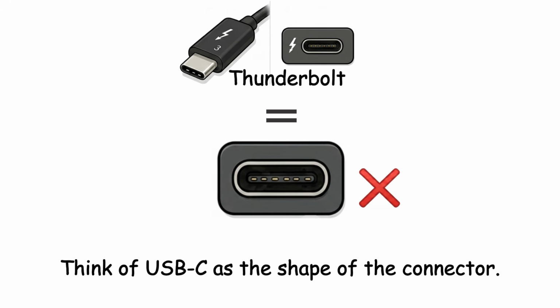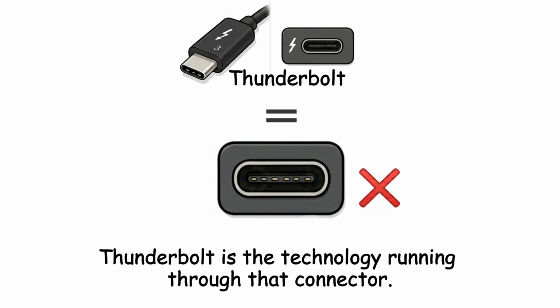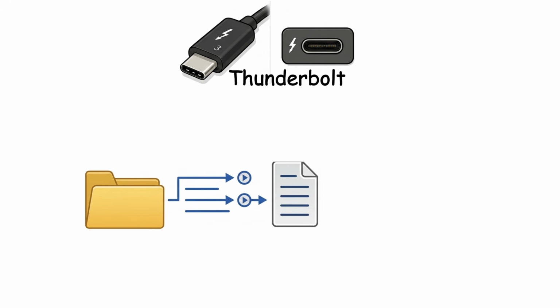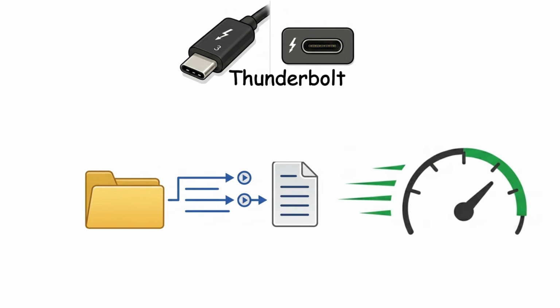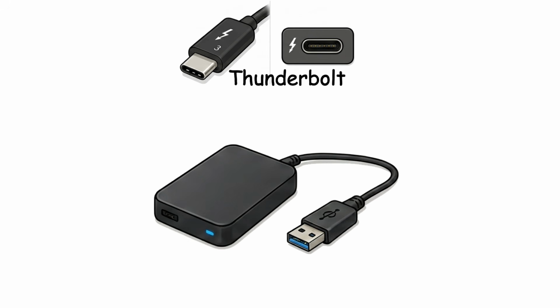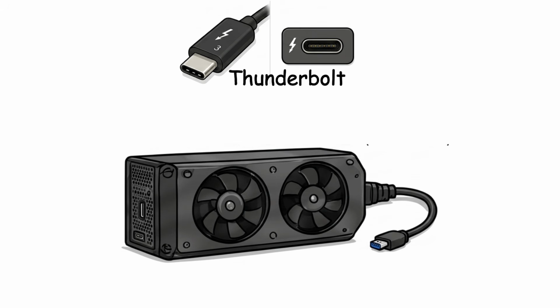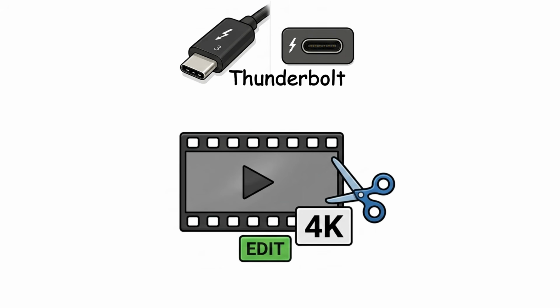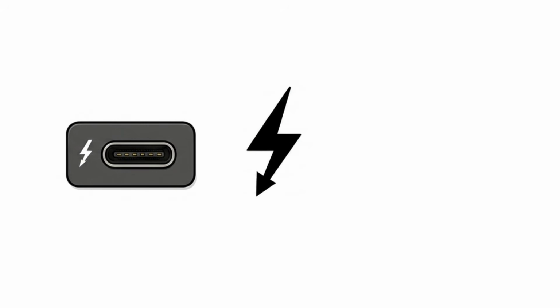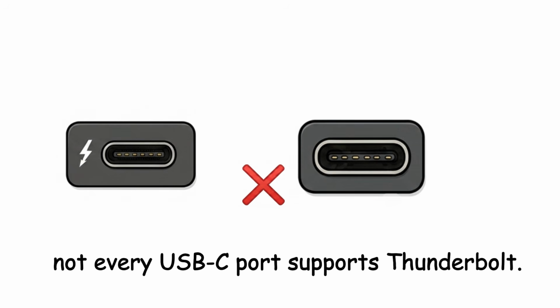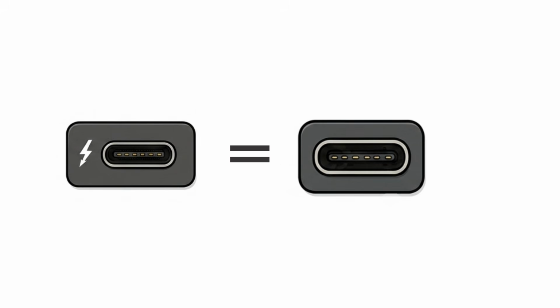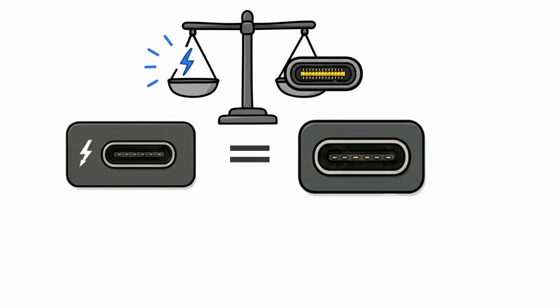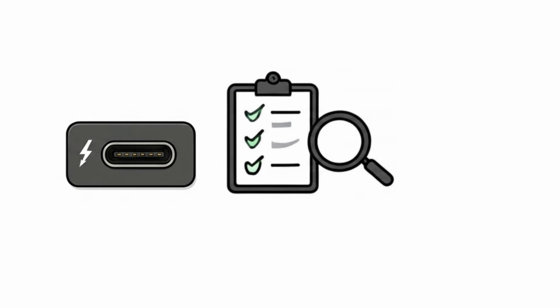Think of USB-C as the shape of the connector. Thunderbolt is the technology running through that connector. A Thunderbolt port can transfer huge amounts of data extremely quickly. Connect multiple monitors, power external storage, or even connect an external graphics card. It's designed for people who move large files, edit high-resolution videos, or need maximum performance. So although every Thunderbolt port uses a USB-C connector, not every USB-C port supports Thunderbolt. They may look identical, but their capabilities can be very different. So always check your computer's specifications.